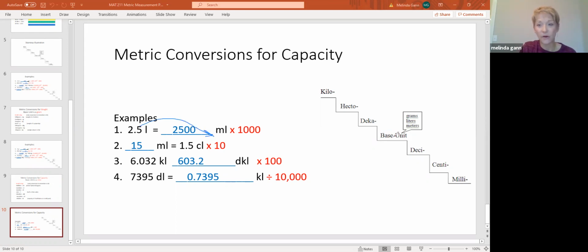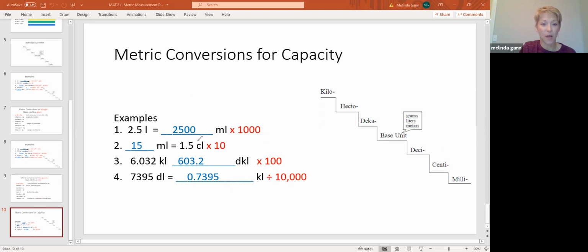All right, so I'm at liter and I'm walking to milliliter. So that's 1, 2, 3. So 10 to the 3rd is 1,000. I'm going from big down to small, so you multiply. So that's how I got 2,500. All right, what about the next one?